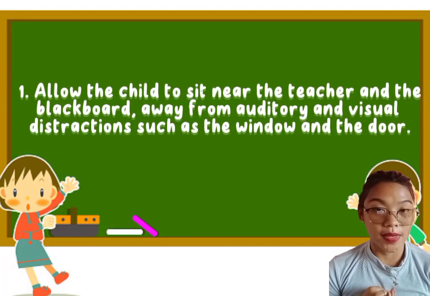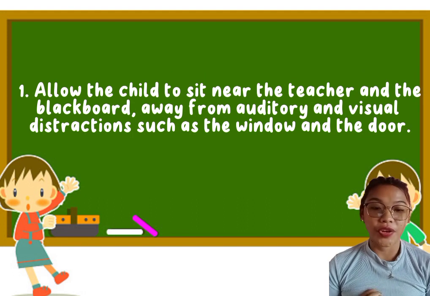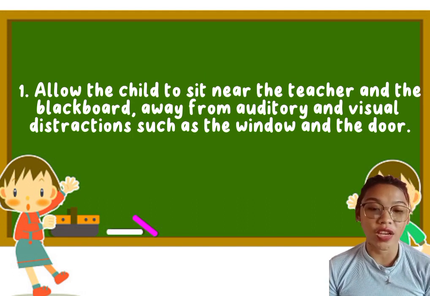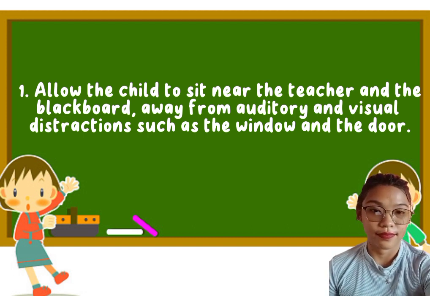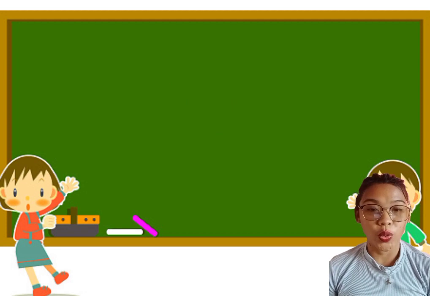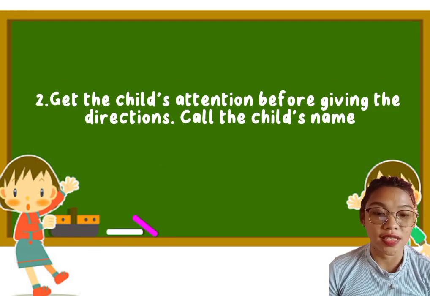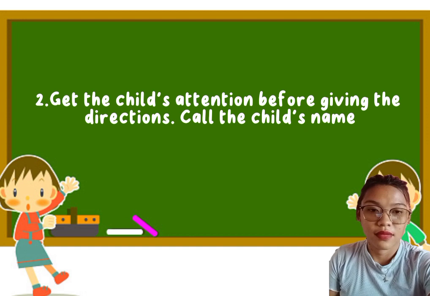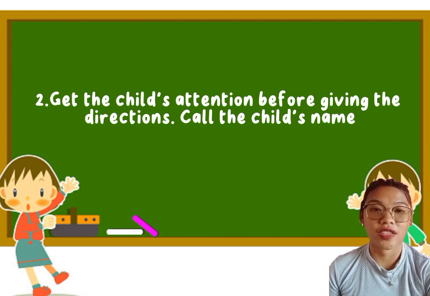Number 1 tip is allow the child to sit near the teacher and the blackboard, away from auditory and visual distractions such as the window and the door. 2. Get the child's attention before giving directions. Call the child's name or use a prearranged signal to help the child focus and listen to the directions.